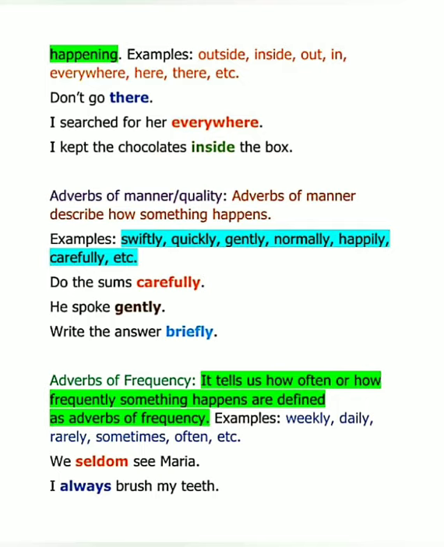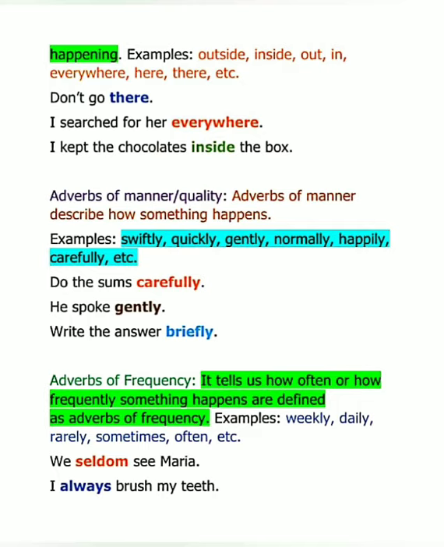So adverbs of place generally describes where an action is happening. Okay, it answers the question where. Now for example, outside, inside, out, in, everywhere, here, there, etc. These are the words which are the adverbs of place. Let's see some examples. Okay, sentence example.